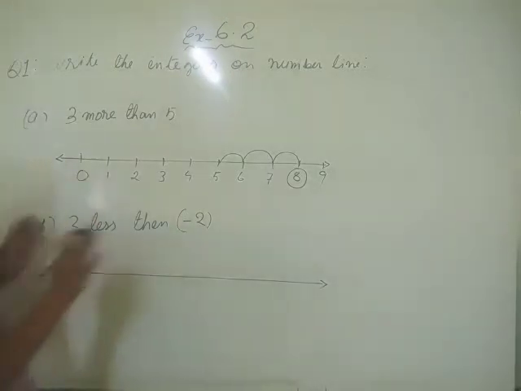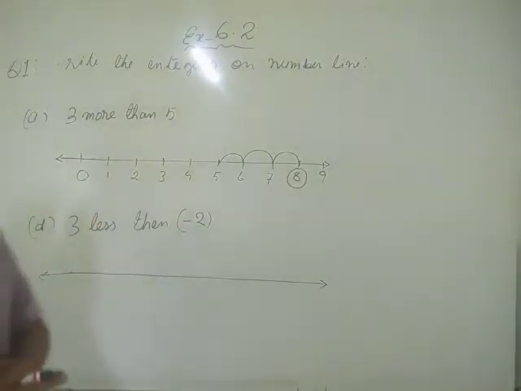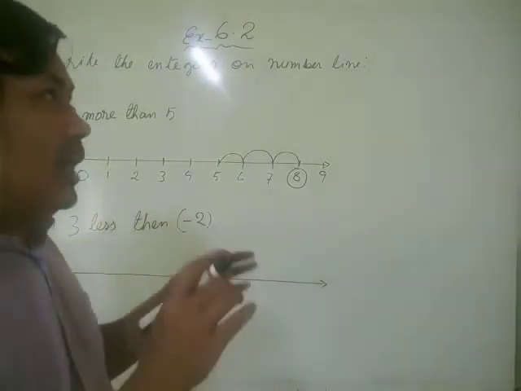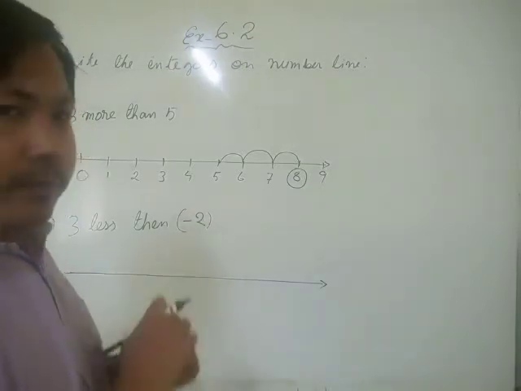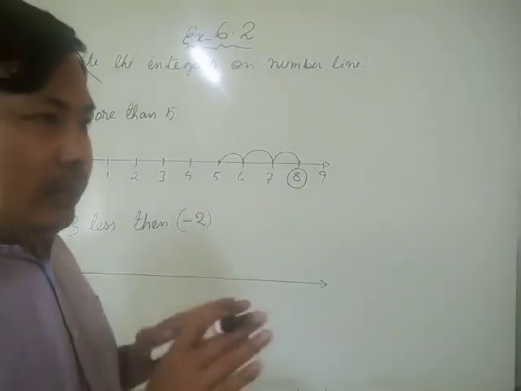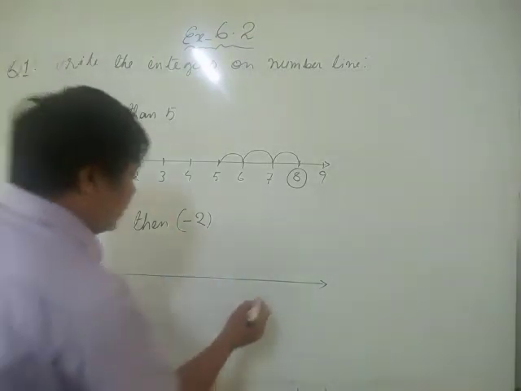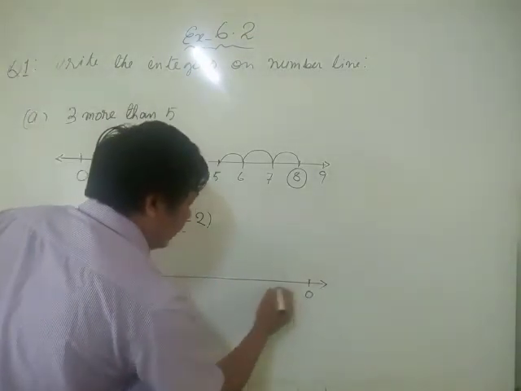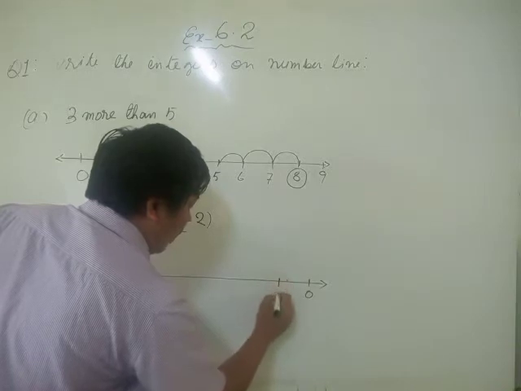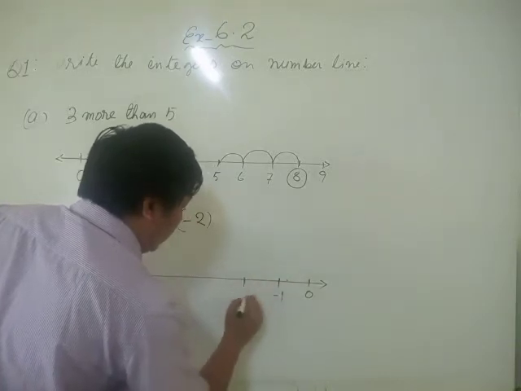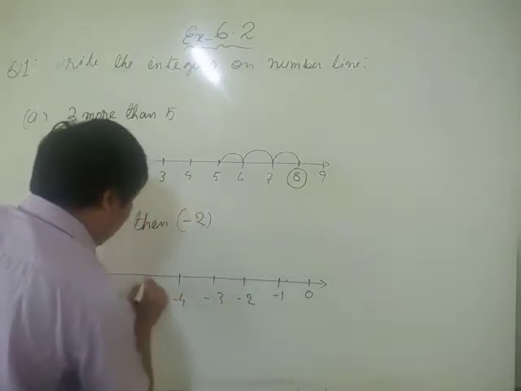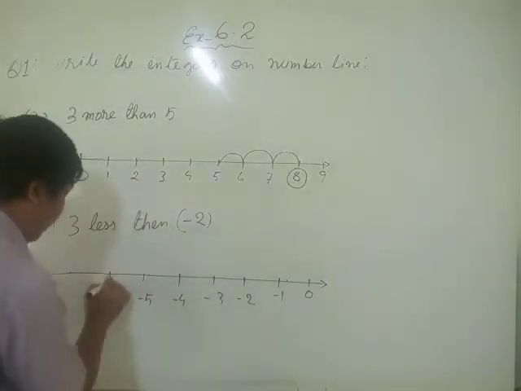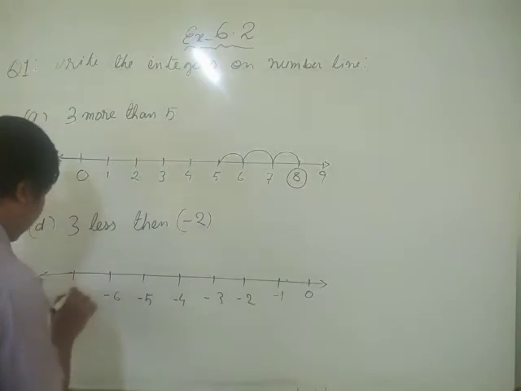3 less than minus 2. 3 less than minus 2 means from minus 2 it is 3 less. Then start from here: 0, 1, minus 1, minus 2, minus 3, minus 4, minus 5, minus 6, minus 7.